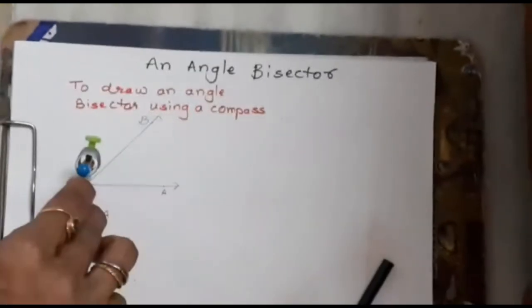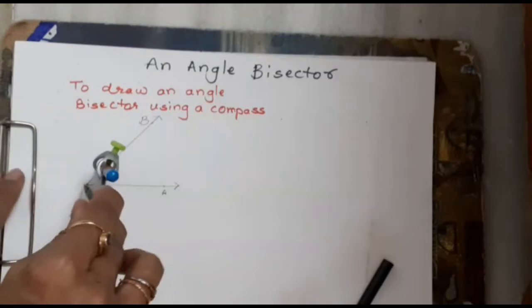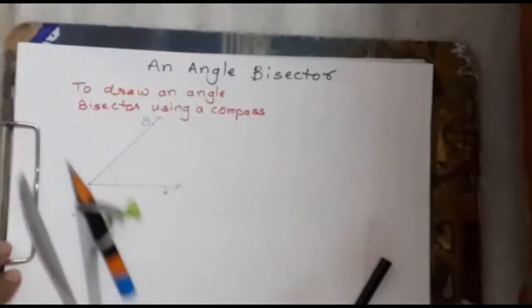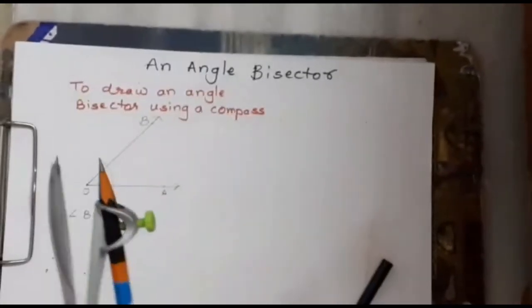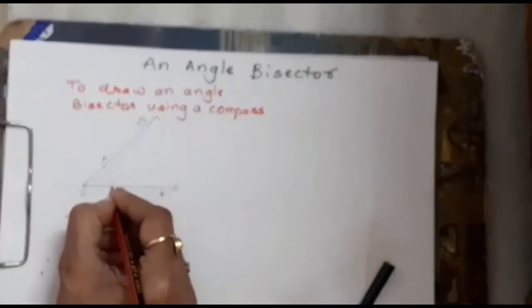Now put this metal pointer on the vertex of the angle, that is on point O, and taking convenient distance, draw an arc like this. Now name this point P and Q.